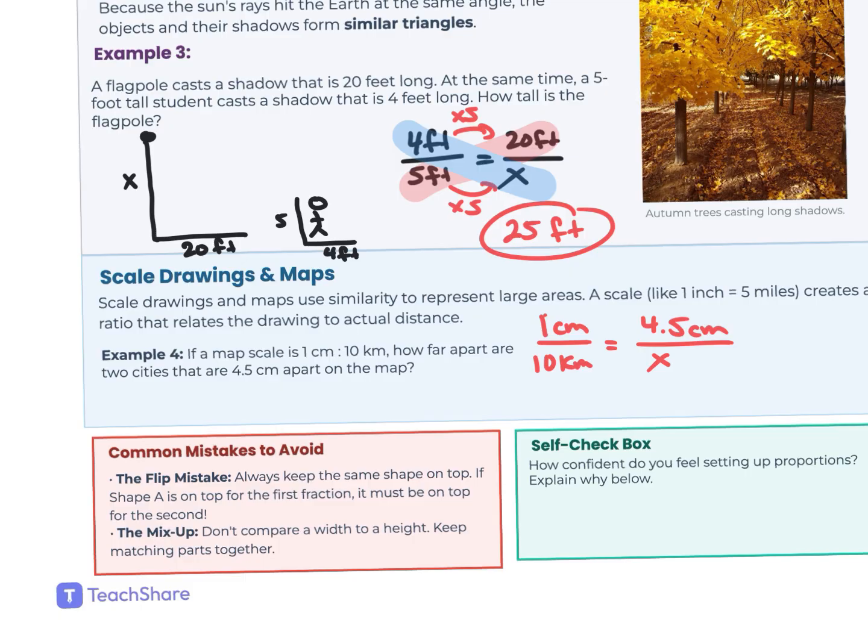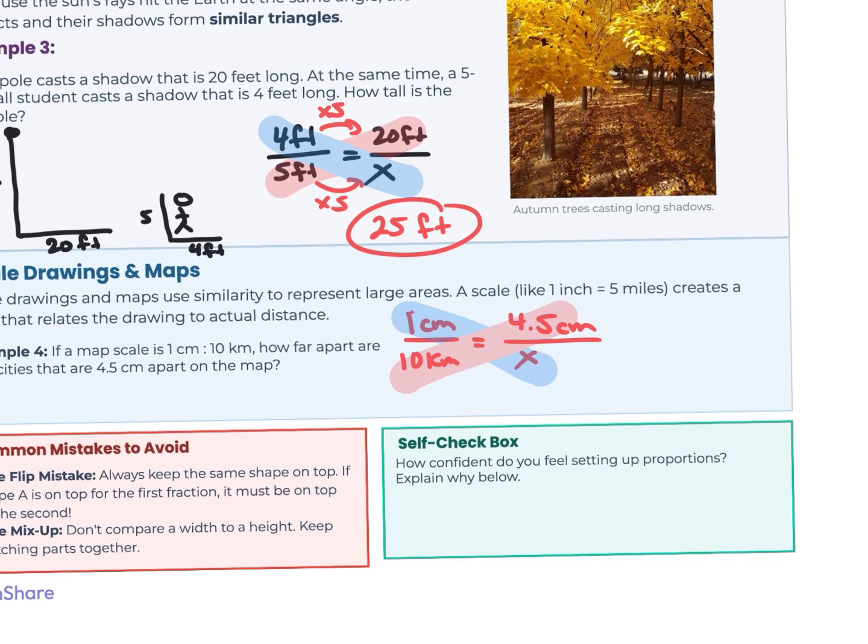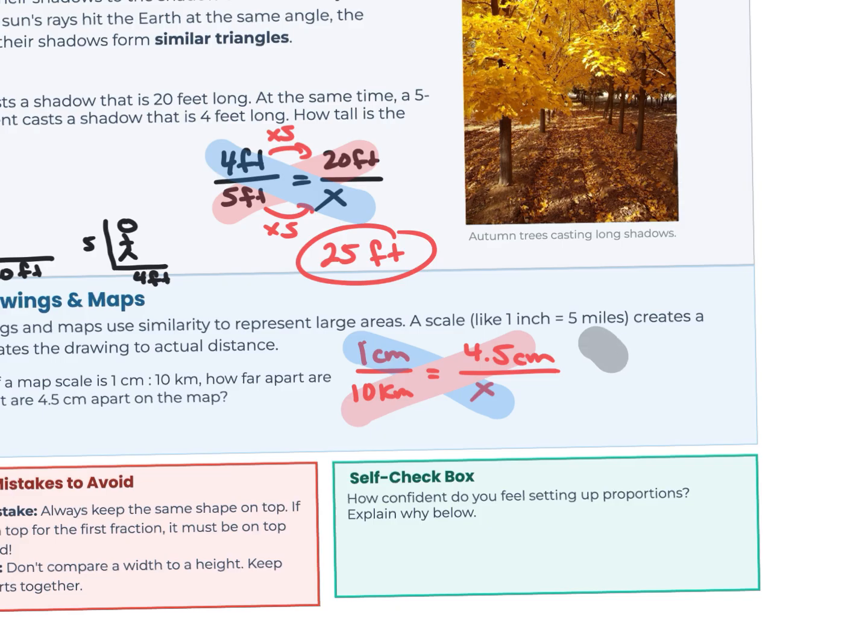So this time, just to review, I'm going to use cross products. So we have 1 times x is equal to 10 times 4.5. So 1 times x is just x, which has to equal 4.5 times 10, which is 45. So in this case, it's 45 kilometers that they are apart in real life.